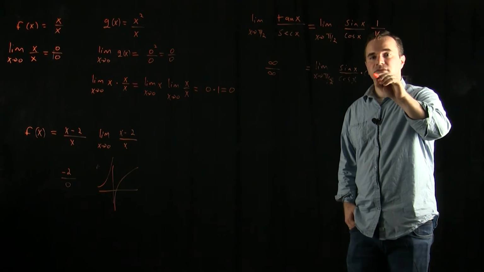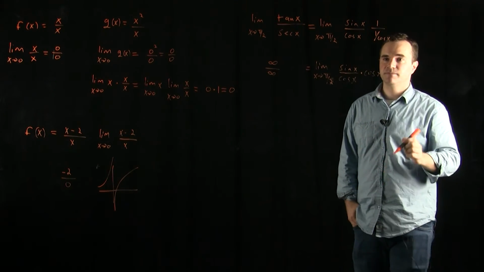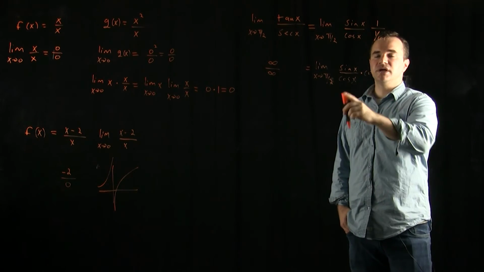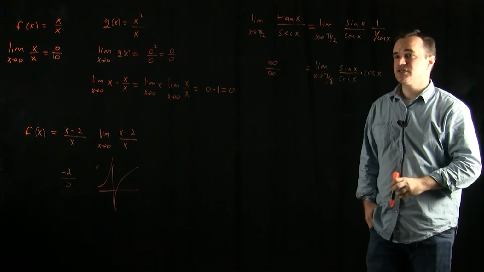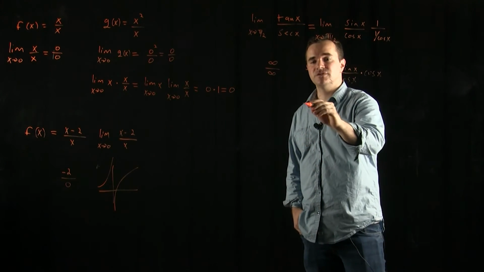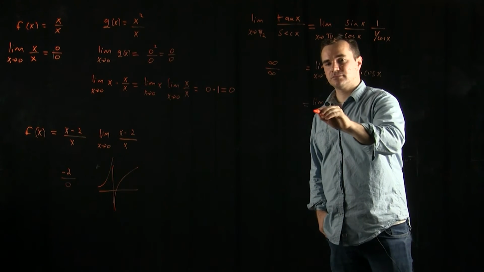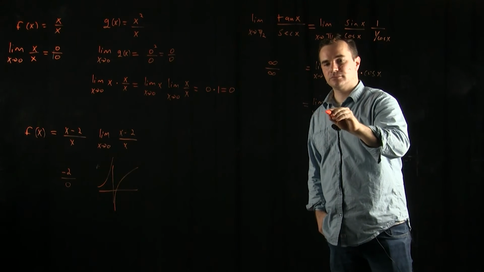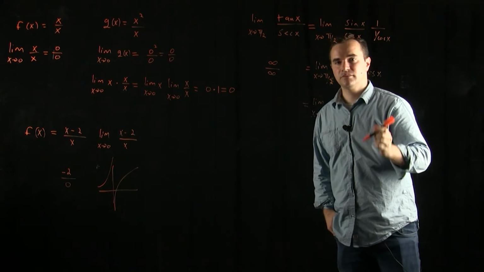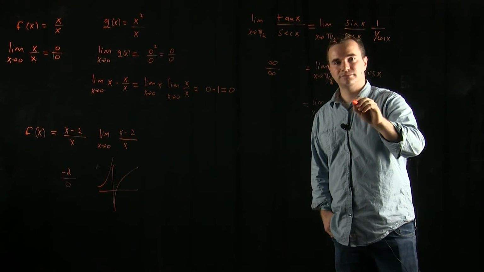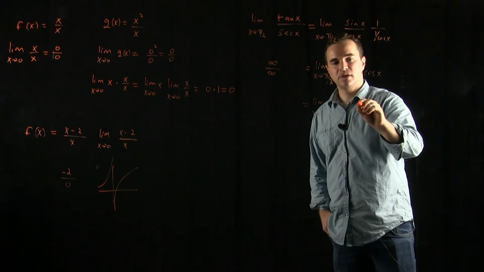Times cosine of x. And then you can see these cosines will cancel with each other, and we're just going to be taking the limit as x goes to pi over 2 of sine of x. And that I can figure out just by plugging in.